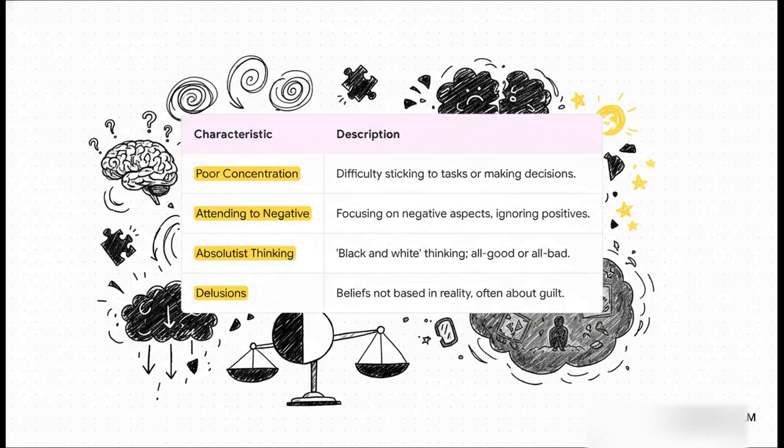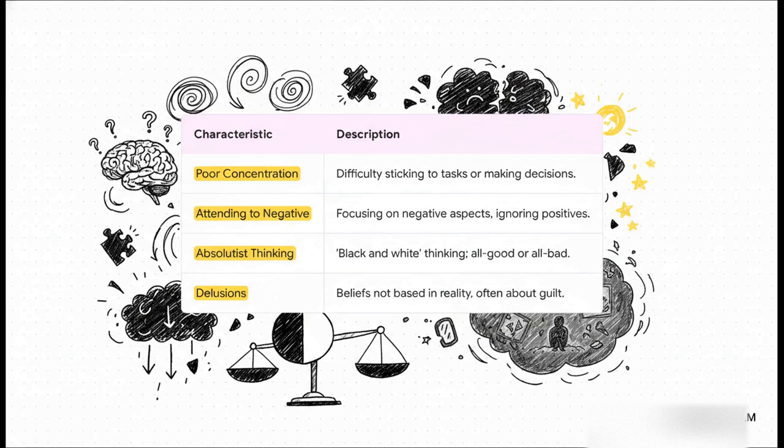Well, for a start, it can be incredibly hard to just concentrate on anything. Simple decisions that you wouldn't normally think twice about suddenly feel impossible. There's also this really strong bias towards negative things. It's like their brain is a magnet for the bad stuff, and it just completely ignores any positives. This often leads to what we call absolutist thinking, black and white thinking. A situation isn't just bad, it's an absolute catastrophe.